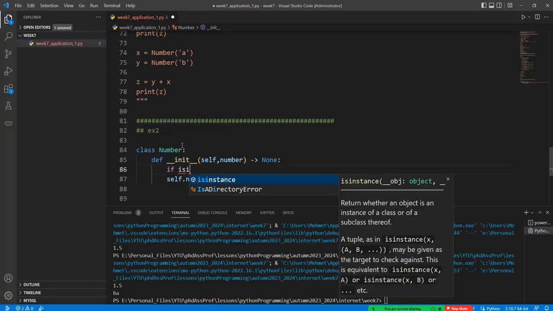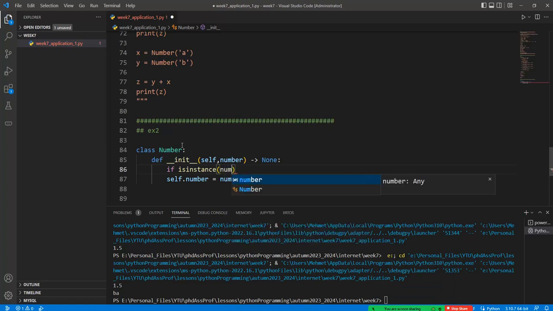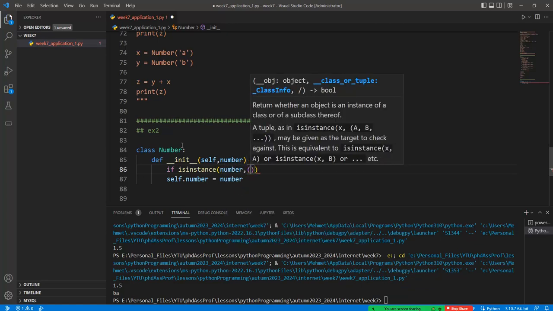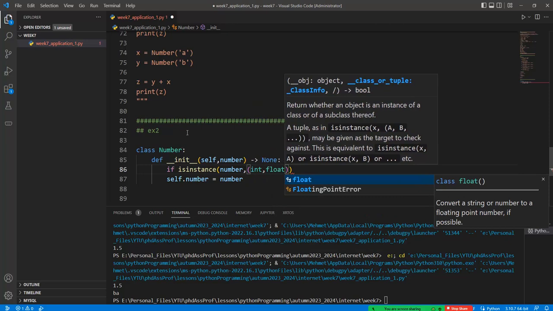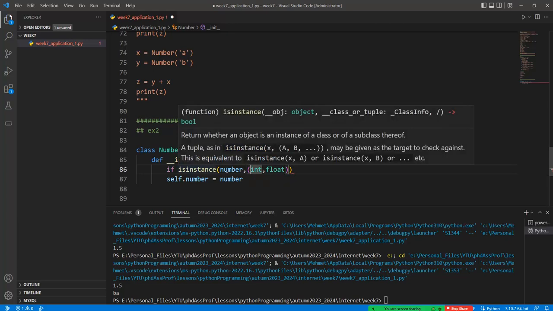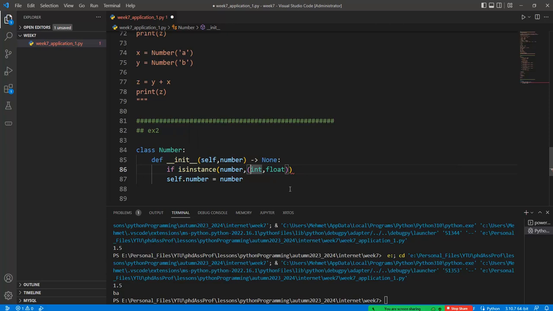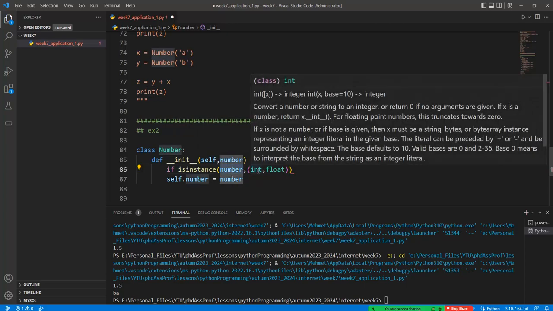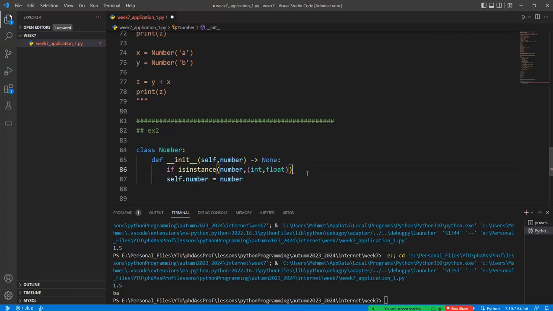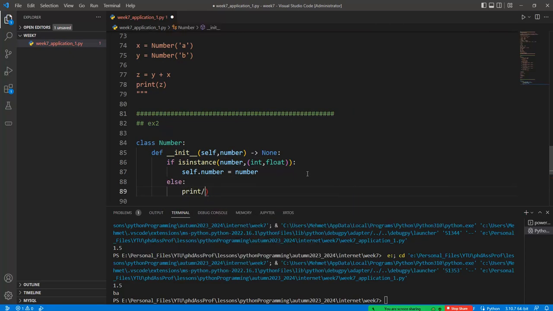For example, if isinstance checks whether the number is an integer or float. This isinstance function returns the boolean value true or false, depending on whether the number is equal to the integer type or the float type. If this is true, we can assign it like this, and otherwise we can give the else branch here: number must be number.